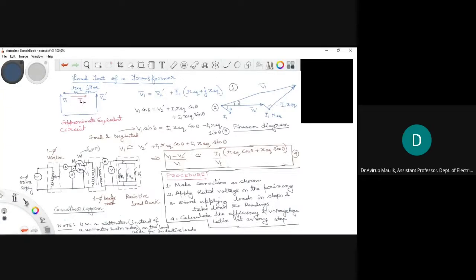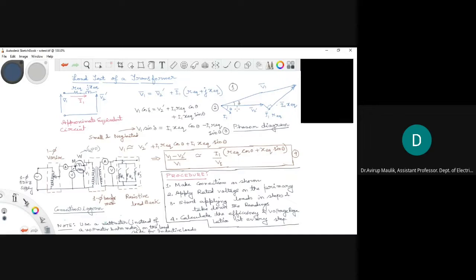Now from this approximate equivalent circuit, we can write this voltage equation as shown in equation 1. The applied voltage V1 is equal to the secondary voltage V2 prime. Prime means this quantity has been referred to the primary side, plus I1 multiplied by (R equivalent plus jX equivalent).